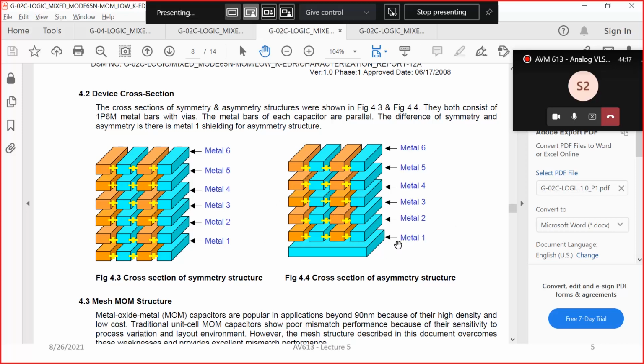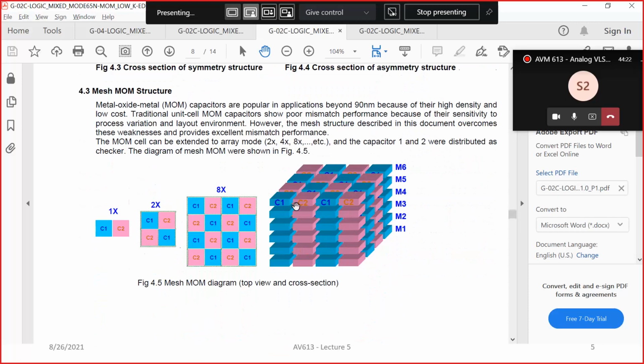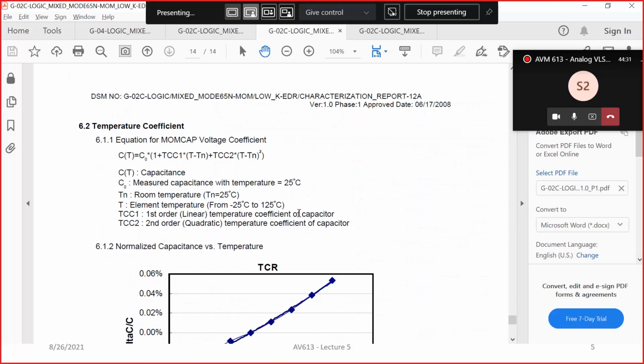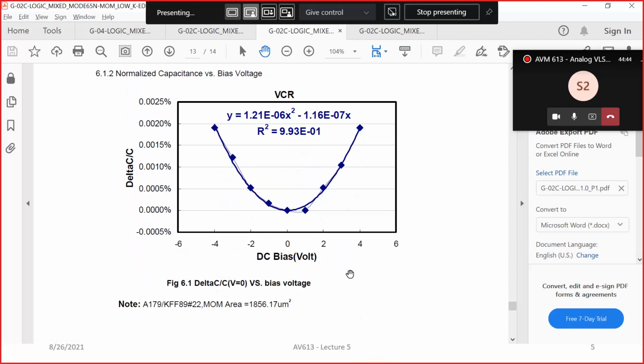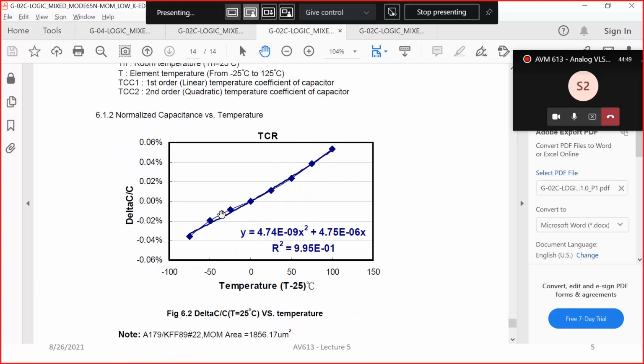Okay. So why do you have that? The reason is, of course, again, you have what is called a mesh type structure and other things. All right. And here you have the number of fingers, the length of each finger, all those things. Let me just show you. This also has some voltage coefficient. You can see that the voltage coefficient is very good. It's extremely linear, all in the order of 0.001 kind of linearity, right? And you can also look at the temperature coefficient. Okay, it doesn't vary too much with temperature either.